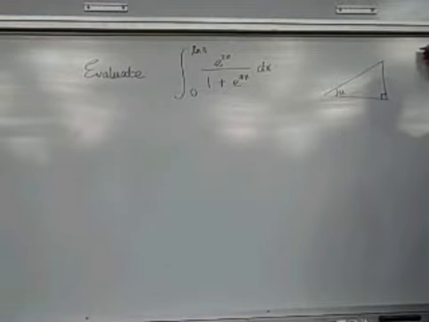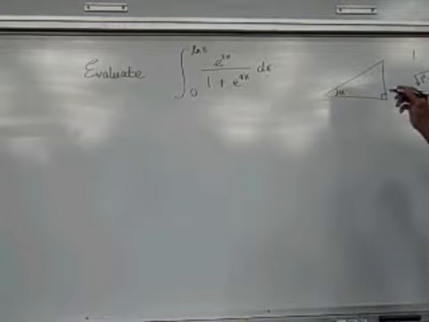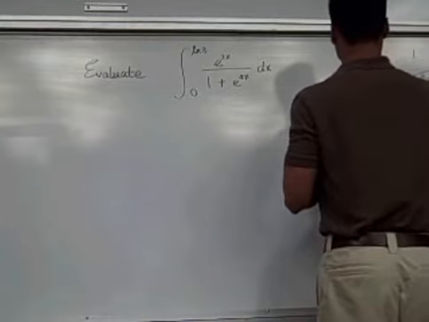Well, there are three things. One is a 1, the other is an e to the 2x, and the other one is a square root of 1 squared plus e to the 2x. The third one is the hypotenuse, because the largest one has to be the hypotenuse. Okay, so we'll put that here.